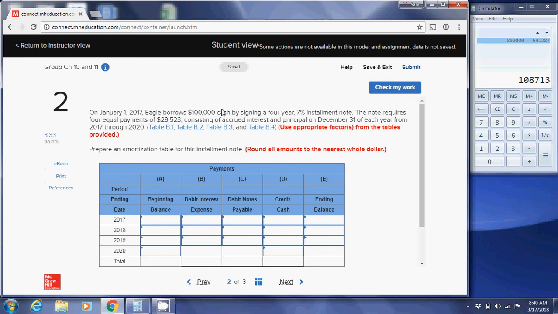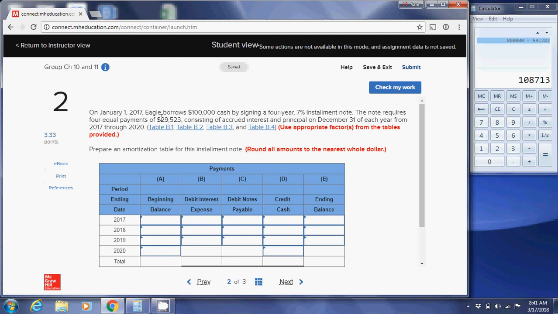But an installment note, which is how your mortgage and your auto loans work, or if you're going to go and borrow money from the bank, you're going to pay principal and interest back with each payment that you make. So we have to calculate that interest with each period. Let's look at the problem here.